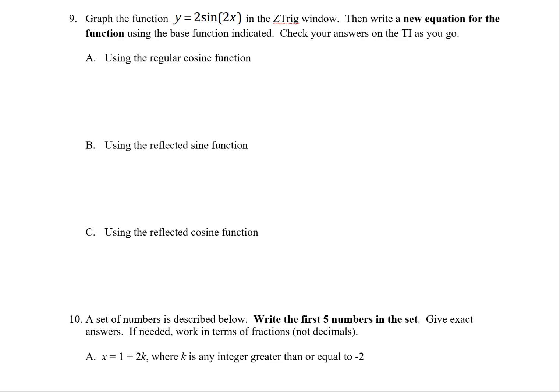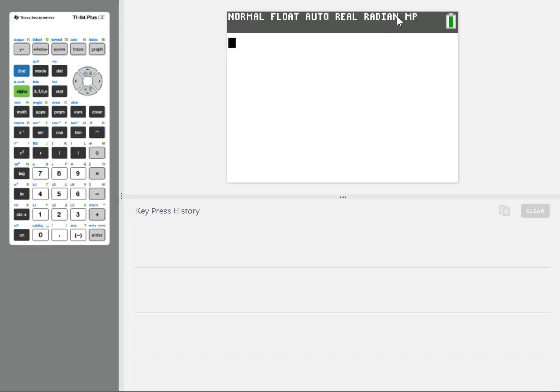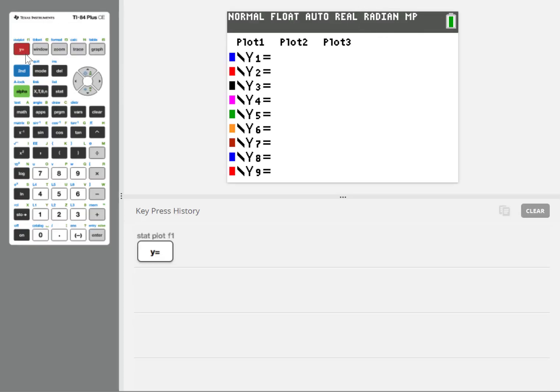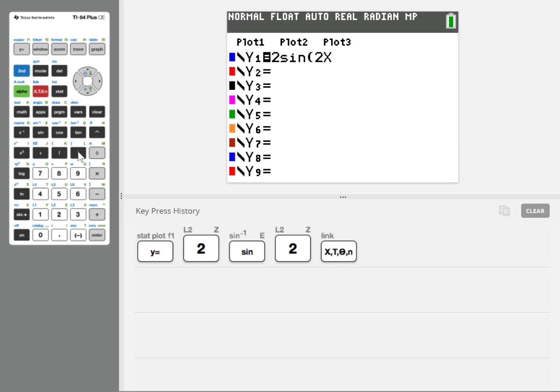Problem number 9. I've been given this function, y equals 2 sine 2x. The first thing I want to do is graph it in the calculator in the ZTrig window. I am in radian mode, which is where I want to be for graphing. I'll go to the y equals area and put in 2 sine 2x. Let me close the parentheses.